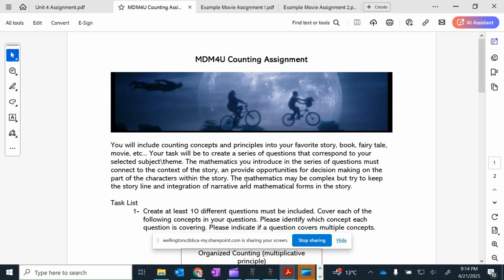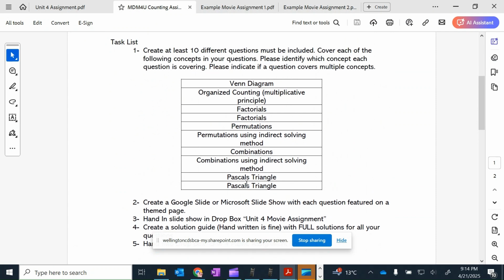assignment. So over the unit, you're going to learn how to count 10 different ways: Venn diagram, organized counting, factorials, permutations, indirect permutations, combination, indirect combinations, and using Pascal's triangle. So your task will be to, using any movie, book, any theme you want, I've had people do sports themes, anything like that, create 10 questions revolving around that and put it in a slideshow.